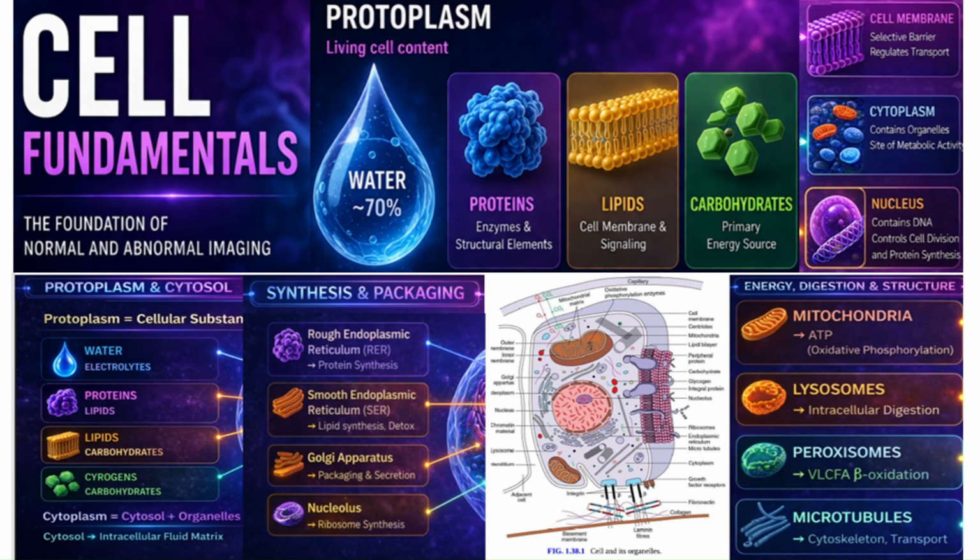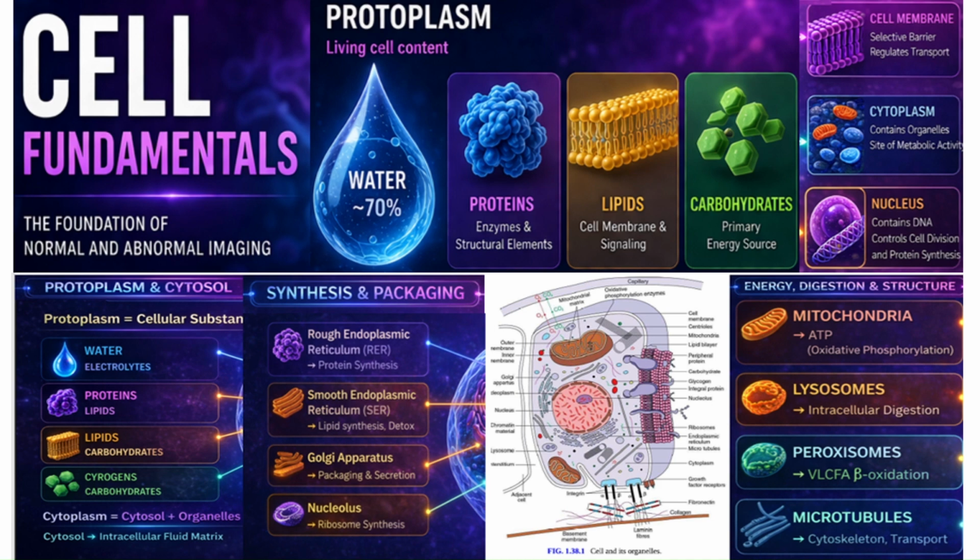Structurally, the cell is divided into three main components. The cell membrane acts as a selectively permeable barrier, regulating transport. The cytoplasm contains organelles and is the site of metabolic activity. The nucleus contains DNA and controls cell division and protein synthesis.